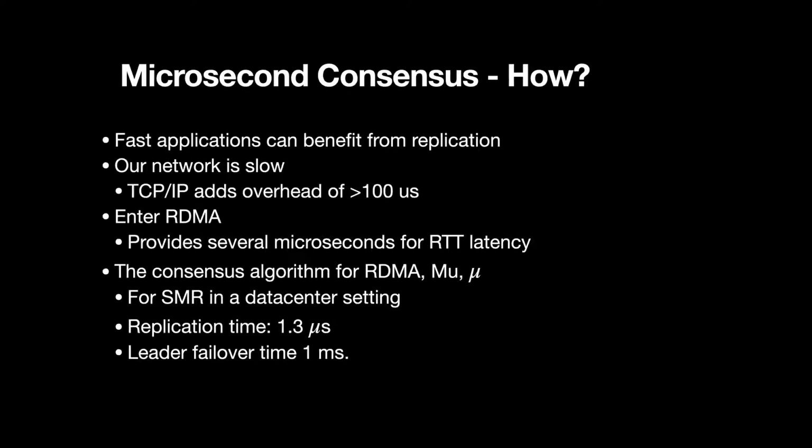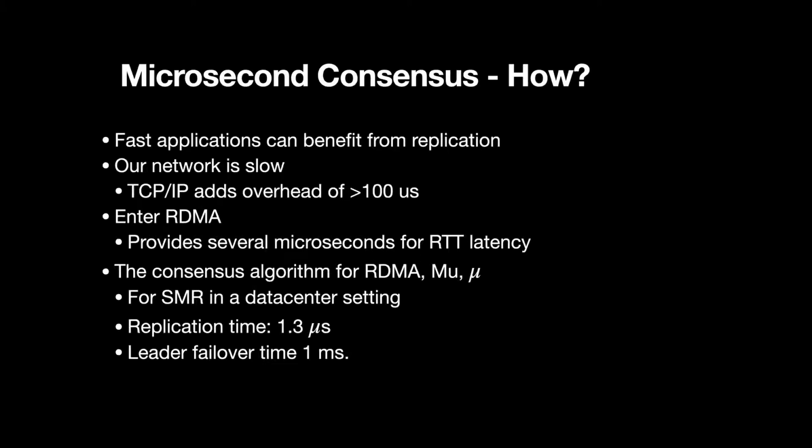And the contribution of the paper that we are talking about today is precisely that. Mu is the microsecond consensus algorithm discussed in this paper, and it is built for a data center setting, not for any wide area network stuff like that. In the best case, with no failures, the replication time can be as low as 1.3 microseconds. And the more interesting part is that the failover time, if the leader fails, switching to a new leader, is under 1 millisecond.